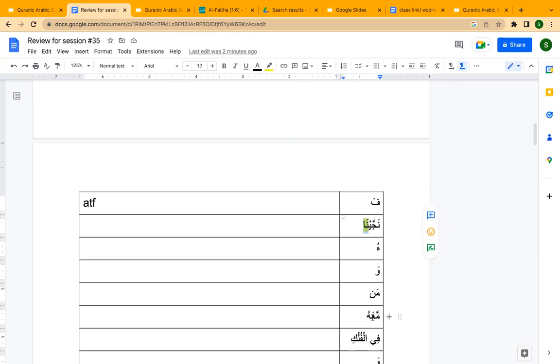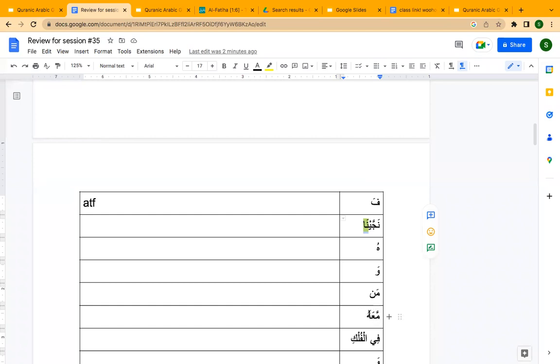Ma'ahu. Ma'a means with, and hu means him. What do you think about the word ma'ahu? Where did you learn this? What kind of grammatical structure is this? Very well done, it's your zarf. Ma'a is your zarf, special mudaf. According to Bayyina language, it's your zarf idafa.